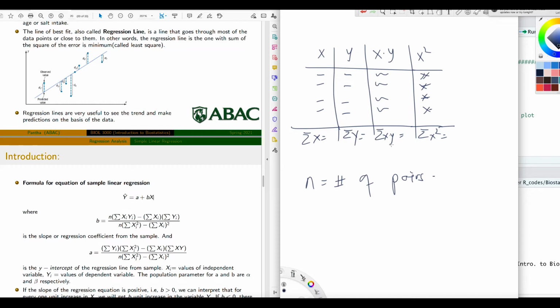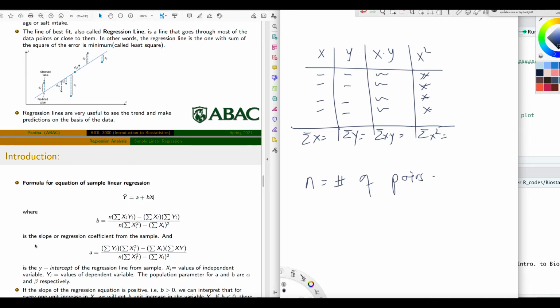Summation xi yi, that is summation xy, you plug in that, times n, the number of pairs, minus summation xi times summation yi, divided by summation xi squared times n, minus summation xi whole squared. Okay, you plug in that. And to find out A, so B is the slope, you see that? Y equals mx plus b. B is kind of the slope here.